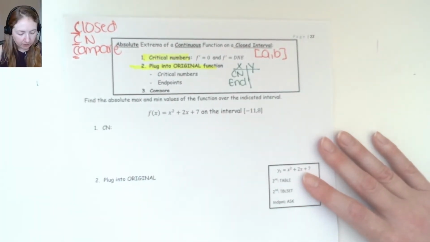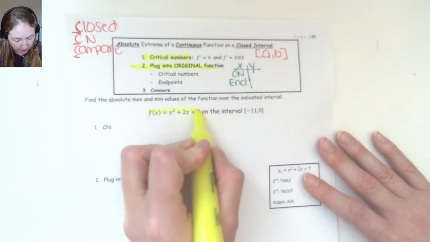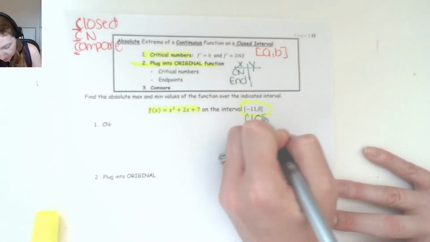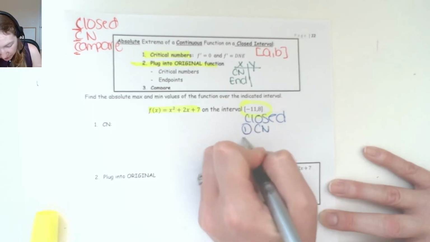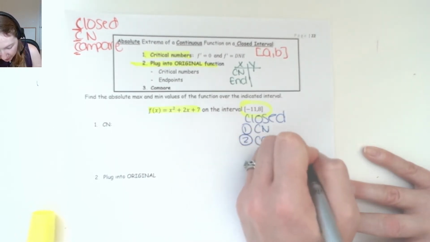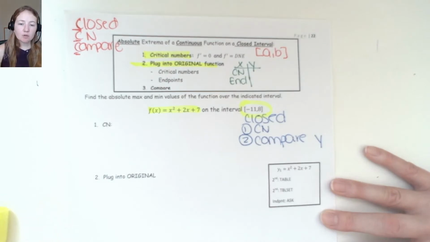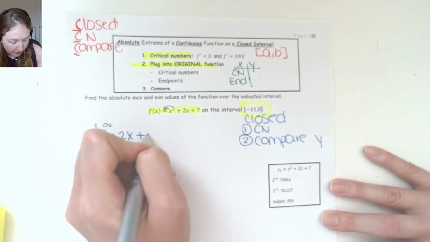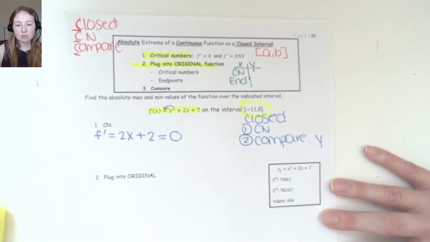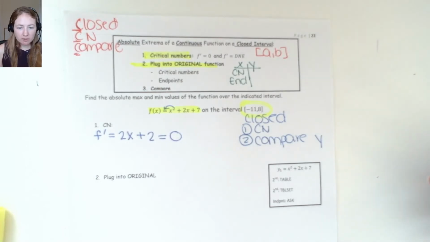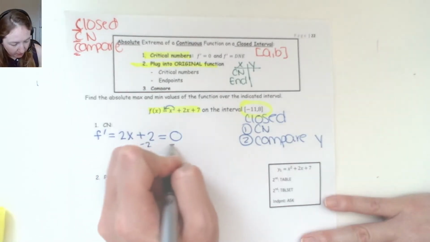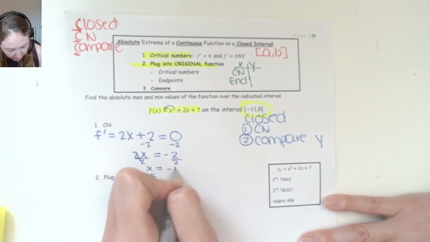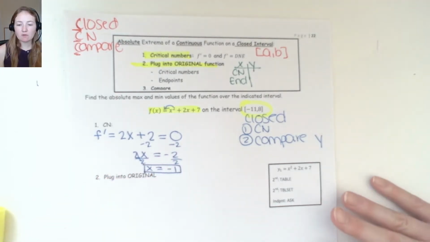All right, so my first step is going to be, here is my function that's been given to me, and you'll notice that I do have a closed interval. So I notice that this is a closed interval, and I say to myself, okay, I need critical numbers, and then I need to compare those y values. So I'm going to get my critical numbers by taking the derivative. So that gives us 2x + 2, and then set that derivative equal to 0. Again, this is not a quadratic equation, so I can simply solve by subtracting 2 and then dividing by 2. So that gives us x = -1.